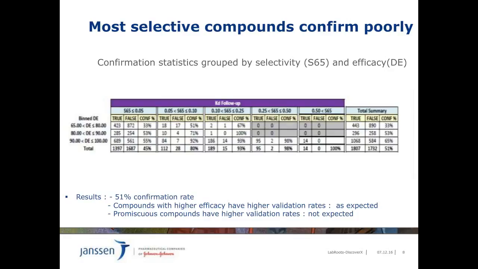Grouping the data in selectivity and efficacy bins, as shown in the table, allows a number of insights. As expected, compounds with higher primary displacement efficacy have higher confirmation rates. Vertical reading for each selectivity bin. To our surprise, we observed that more promiscuous compounds have a higher confirmation rate. Horizontal reading of the table. The most selective compounds confirm poorly.